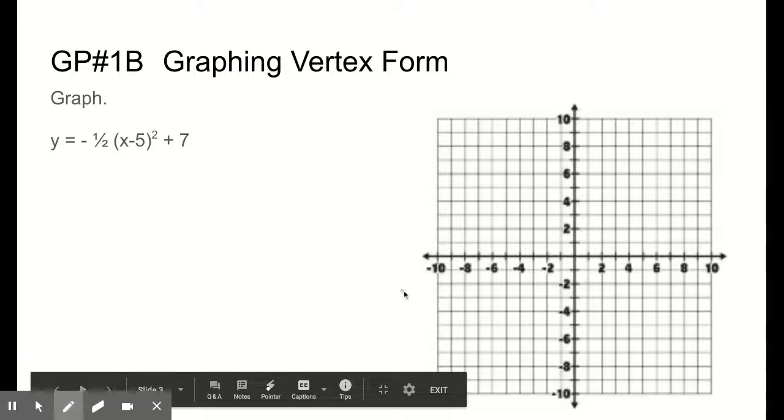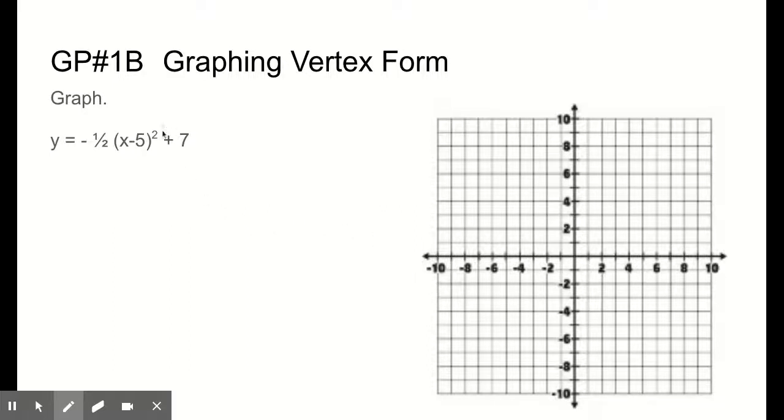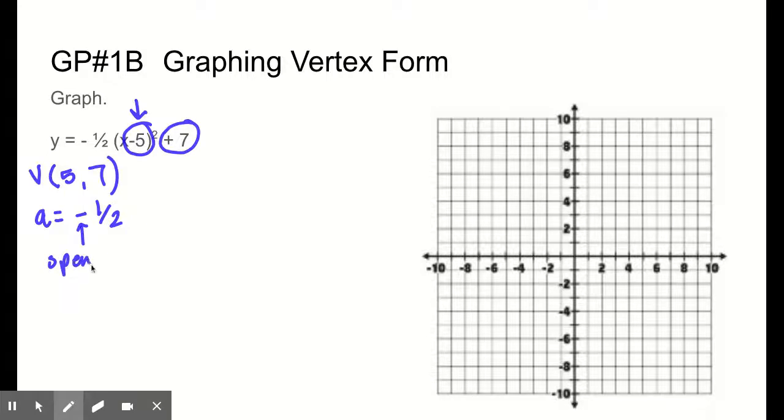All right, so same steps here. First thing we want to do is identify that vertex. So our vertex comes from this 5 and 7. Remember, inside the parentheses, we change the sign. It's the opposite of -5, which is going to be a +5. And our K value is a +7. Our A value is -1/2. Again, that tells us two pieces of information. First, it tells us that our graph is going to open down because the A value is negative. And the second thing this is going to do is change our graphing pattern.